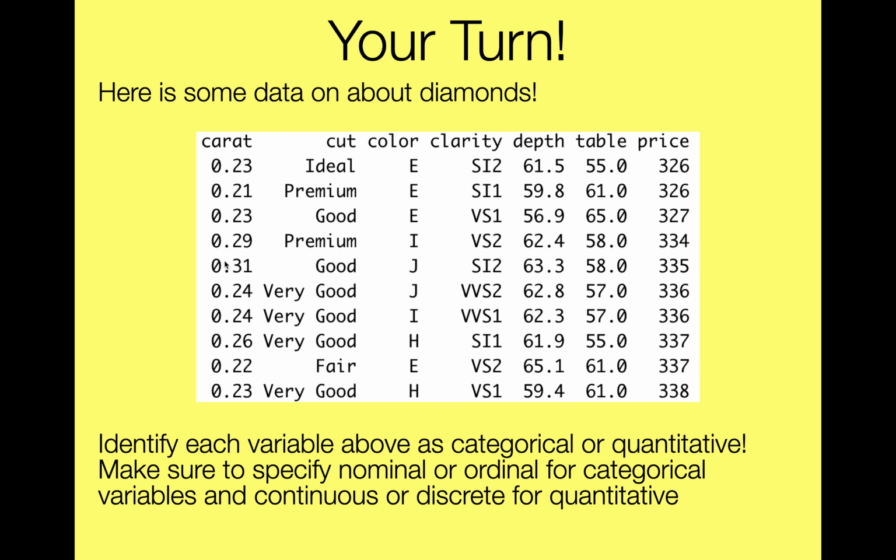So what I want you to do is what we did for the iris data set, but now with the diamonds data set. I want you to identify each variable as categorical or quantitative, and then tell me if it's nominal or ordinal if it's categorical, or continuous or discrete if it's quantitative. So just label each of the 7 that I have here as categorical or quantitative, and then tell me which subgroup they're in.